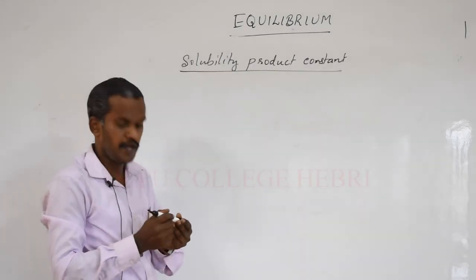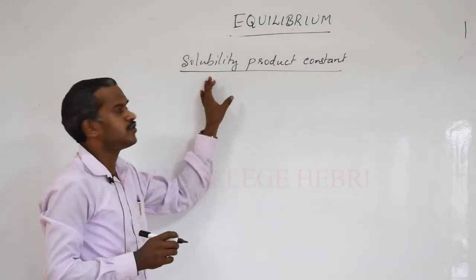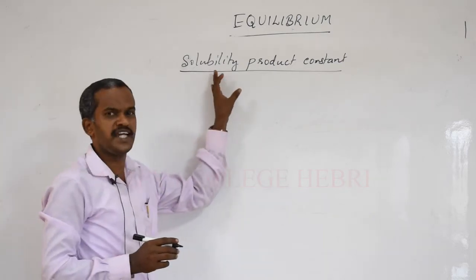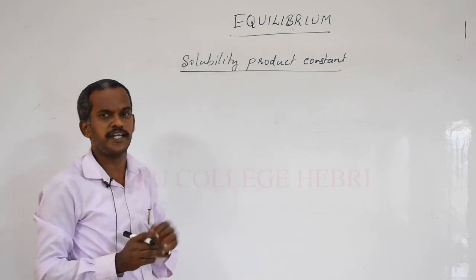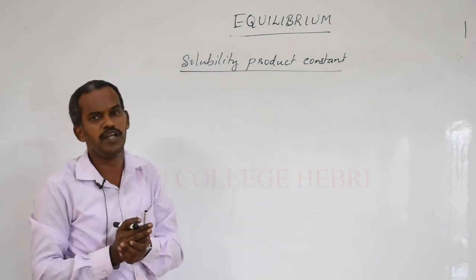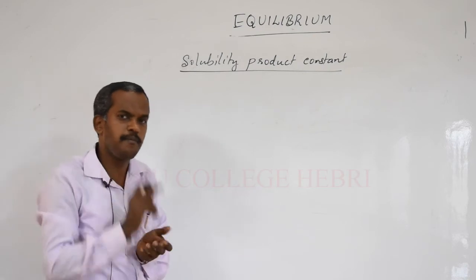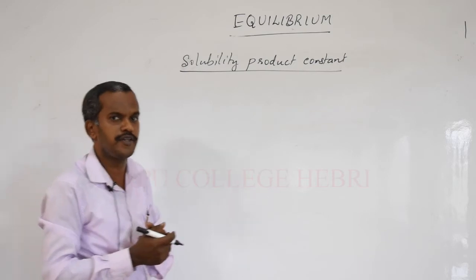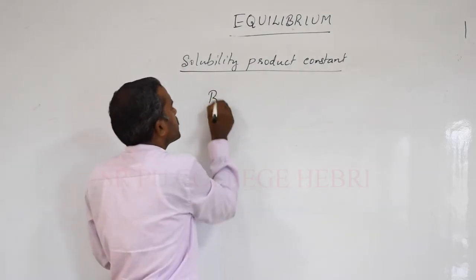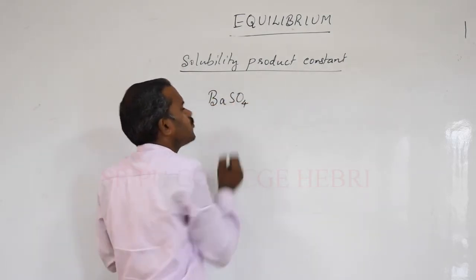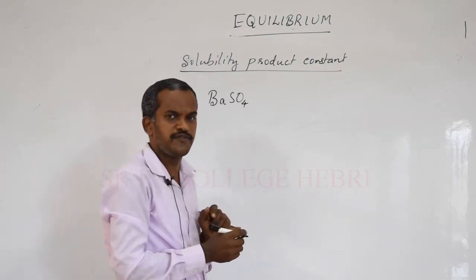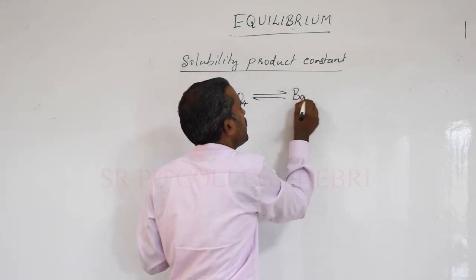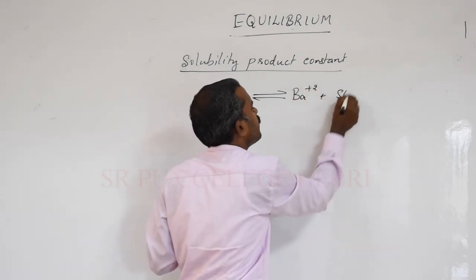Okay, now let me continue with the solubility product constant. We can express the solubility product constant generally for sparingly soluble salts. Let me take up one example, then you try to understand what the solubility product is and how we can derive it for the different types of salts. Let me take the example of barium sulfate, BaSO4, which is one of the examples of a sparingly soluble salt. It partially dissociates to give barium ion, Ba2+, and sulfate ion, SO4 2-.